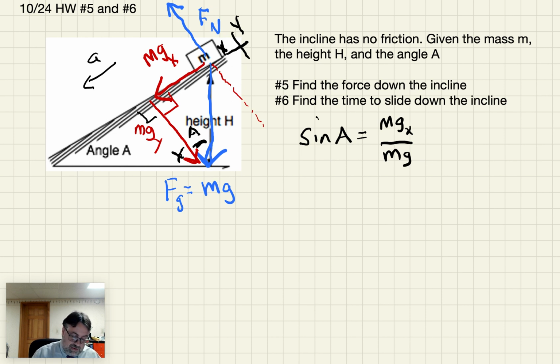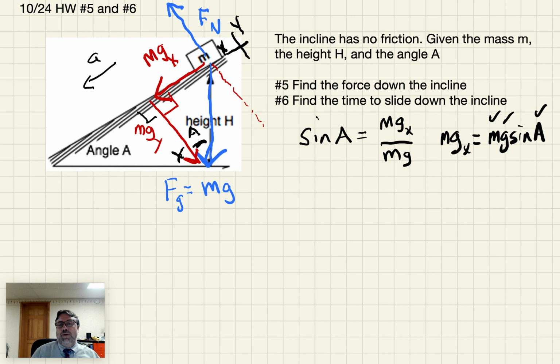So now I can just rearrange that, and I'll get that mgx is going to be equal to mg sine of angle A. I know G. I know M. So that's it. That's the answer to problem 5. I just plug in the mass, gravitational acceleration of 9.81, and the angle into the trig function. And I have the force down the incline.